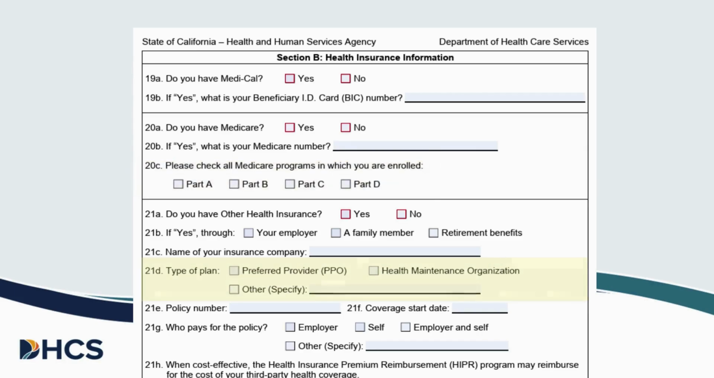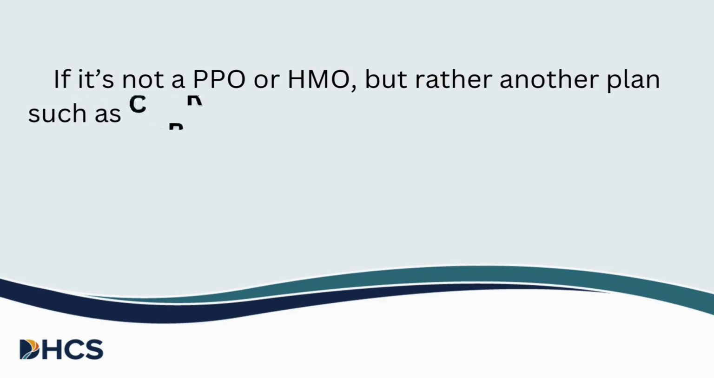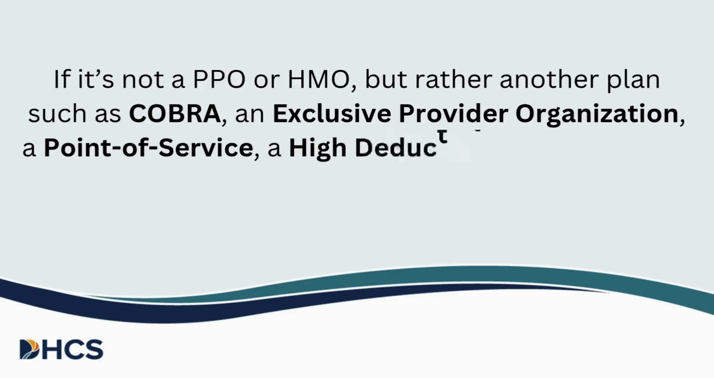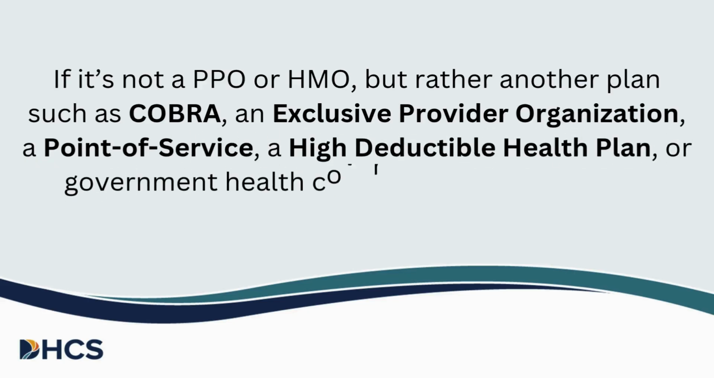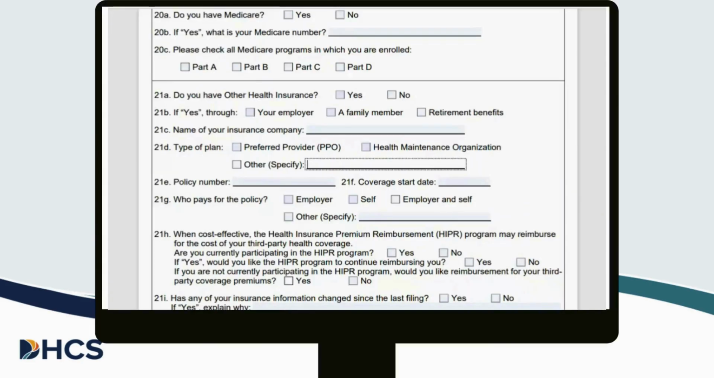If you happen to have additional third-party insurance, 21D asks what kind of plan it is, a PPO, HMO, or some other type of coverage. If it's not a PPO or HMO, but rather another plan such as COBRA, an exclusive provider organization, a point of service, a high deductible health plan, or government health coverage through Covered California, check the Other box and please specify this plan in the text box.